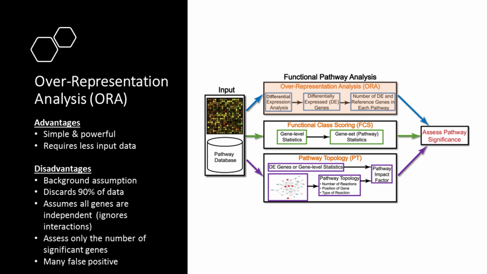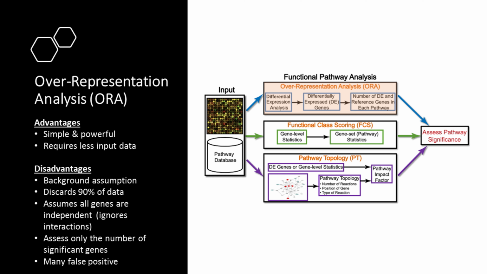The other downside to this method is that you end up throwing away about 90% of your data. For example, if you've done an expression experiment where you have observations for 20,000 genes, usually there's only about 1,000 or 2,000 that you're interested in, out of that entire set. That is a major disadvantage because you spend a lot of time and money in getting those measurements.